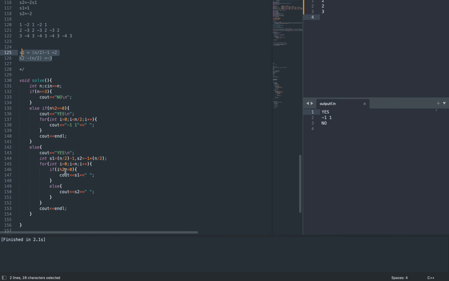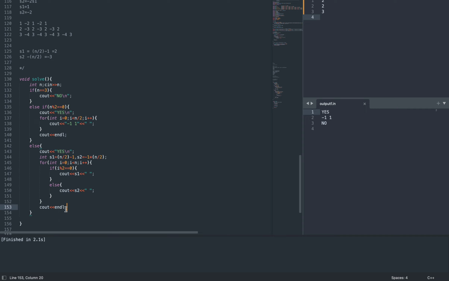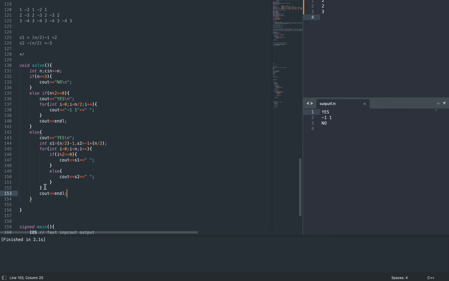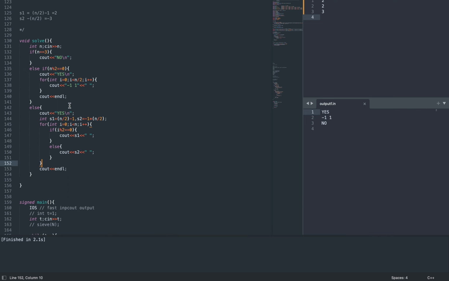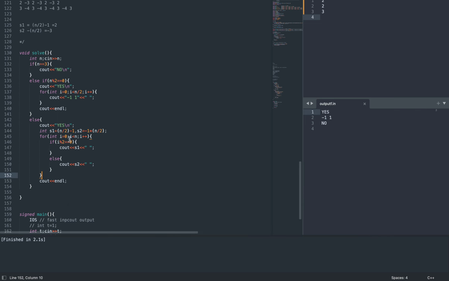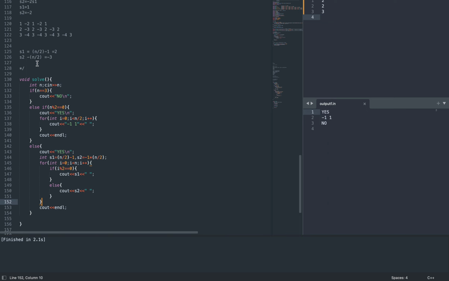First, if n is even, we loop from 0 to n minus 1. First we print s1 and then print s2. So if i is even then print s1 and if i is odd then print s2. And in the last, from this loop we print all the values s1 s2 s3 to sn.